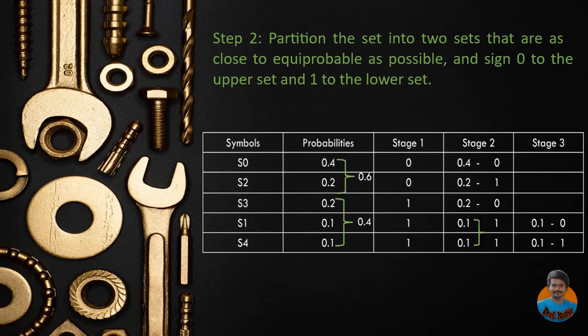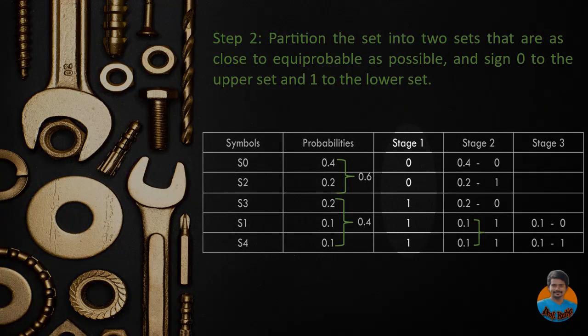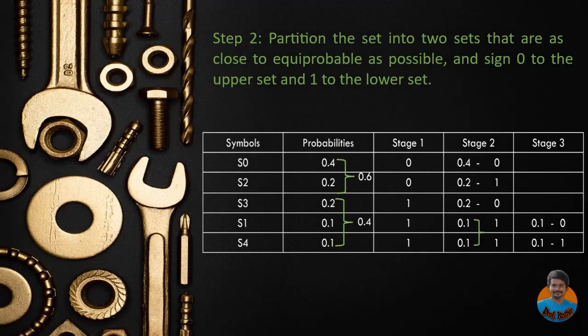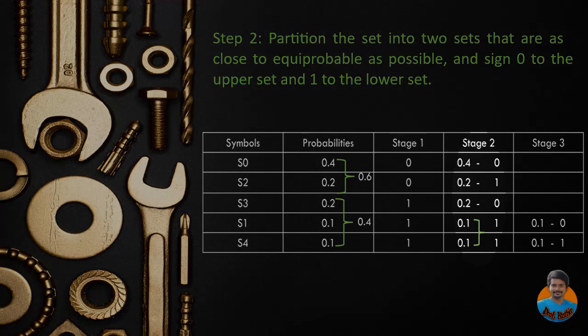After partition, assign value 0 to the upper set values and 1 to the lower set values and name that column as stage 1. Now perform partition again to upper and lower sets individually. As there are only two values in the upper set, assign 0 to the first value and 1 to the second value and name this column as stage 2.